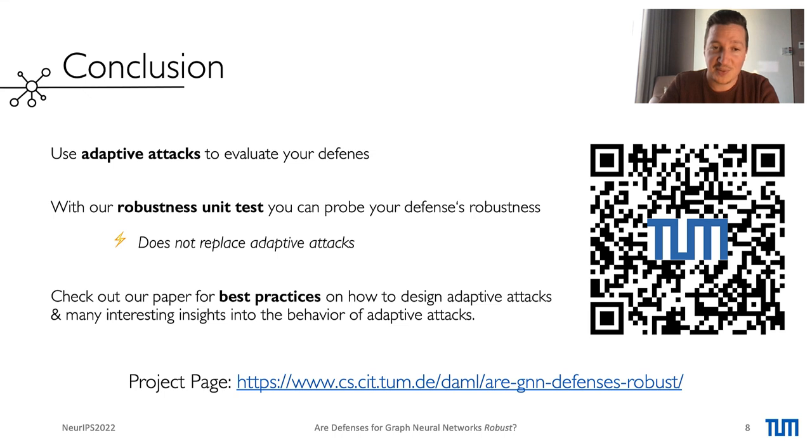So let me recap. We strongly encourage you to use adaptive attacks for your GNN defense. We also provide a robustness unit test for a first glimpse on a model's robustness. Check out our paper for practical advice on how to design strong adaptive attacks and many interesting insights into how adaptive attacks behave for different models.